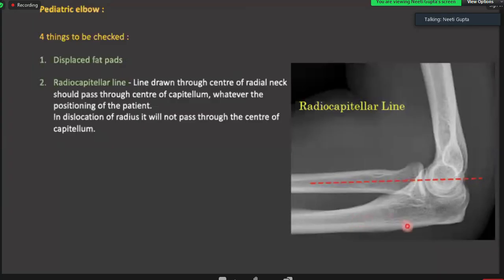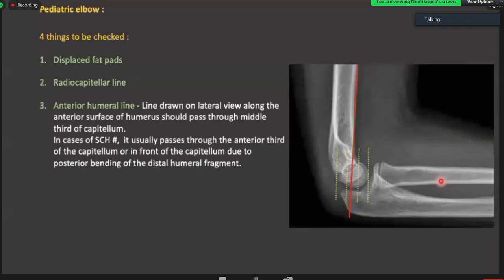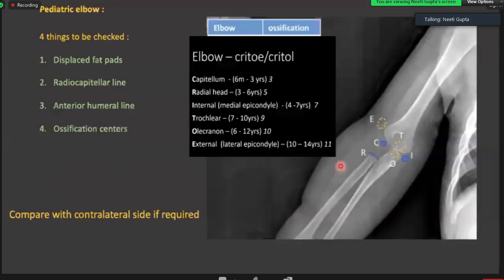So the second point to look at is the radiocapitellar line, in which you draw a line along the middle of the radial neck, which should pass through the center of the capitellum. If it doesn't, it raises a possibility of radial dislocation. So I already showed you the anterior humeral line, which should intersect through the middle of the capitellum. If it intersects through the anterior third or anterior to the capitellum, sorry, it indicates that there is a posterior tilt and there is a high possibility of a supracondylar fracture.